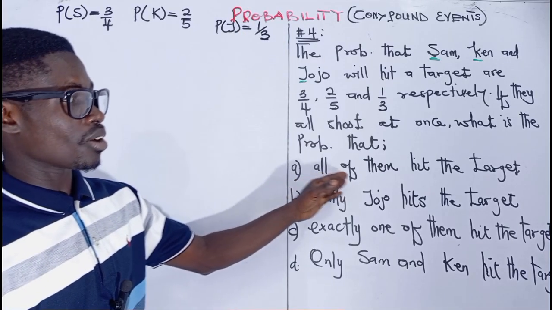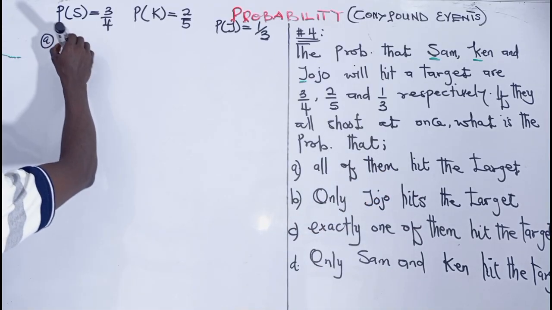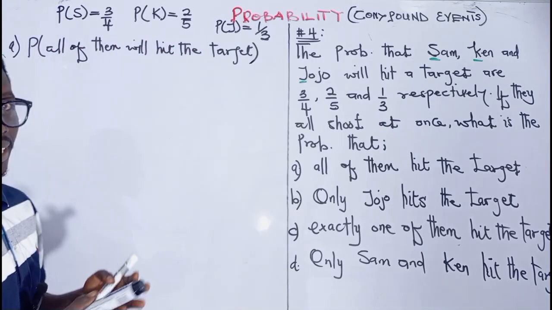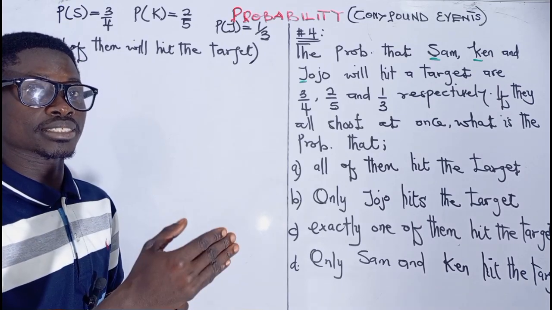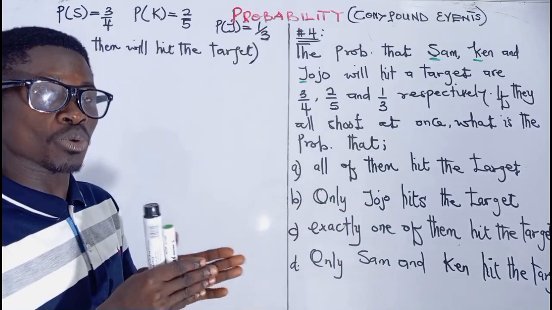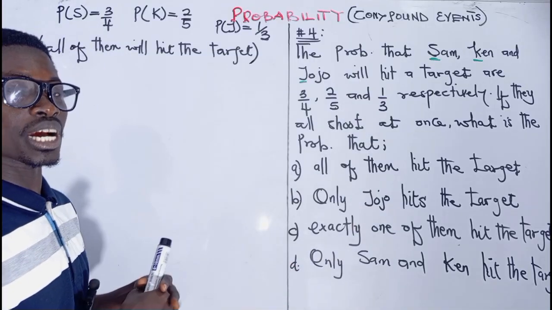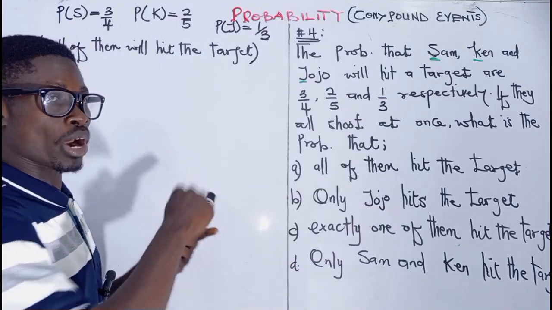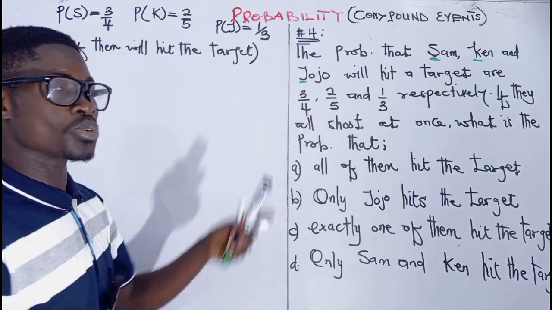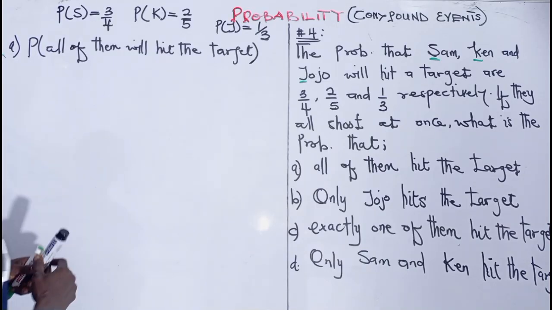We want to find the probability that all of them will hit the target. That is our first task. All of them hitting the target. This means that we want to find the likelihood that Sam will shoot and hit the target, and Ken will also hit the target, and Jojo will also hit the target. So we can write it as the probability that Sam will hit the target, and Ken will also hit the target, and Jojo will also hit the target. And that is going to give us the probability that all of them will hit the target.